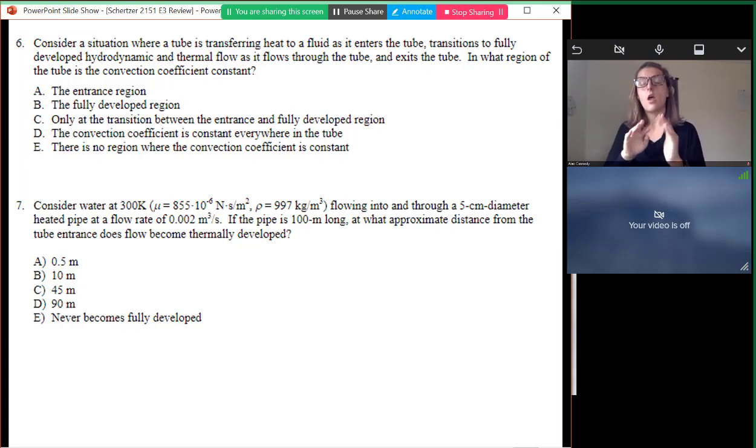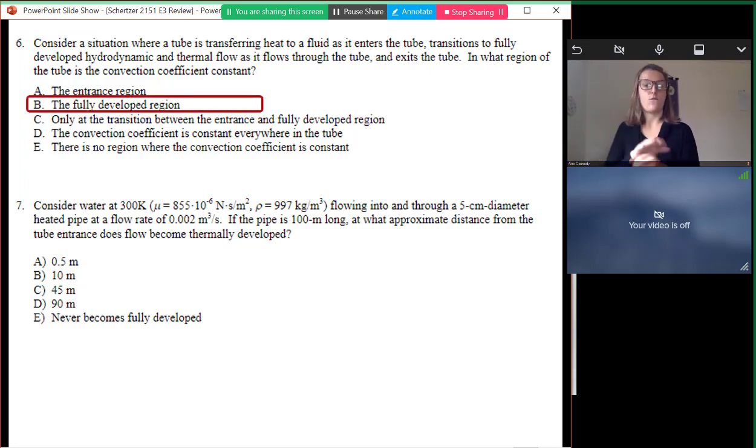So this is true of the friction factor for a pipe. The friction factor decreases until you get to the entrance length, and then it stays constant. And it's also true of the heat transfer coefficient, where it decreases at the entrance of the pipe and then gets to some steady state when you're fully developed. So here the answer is the fully developed region.